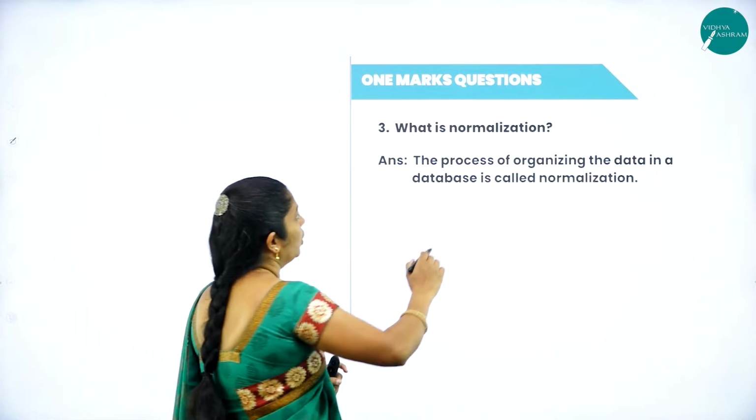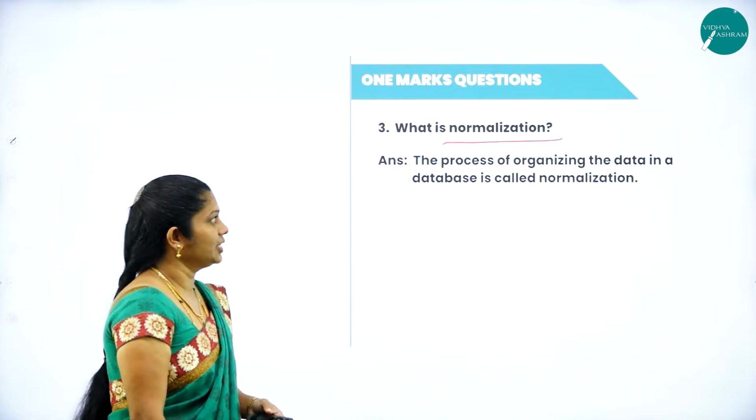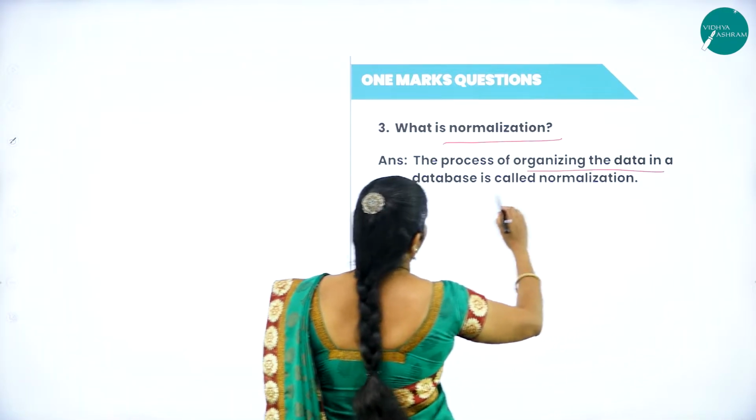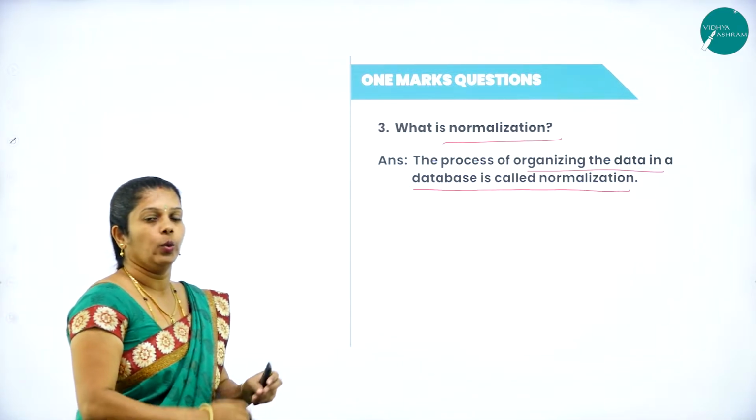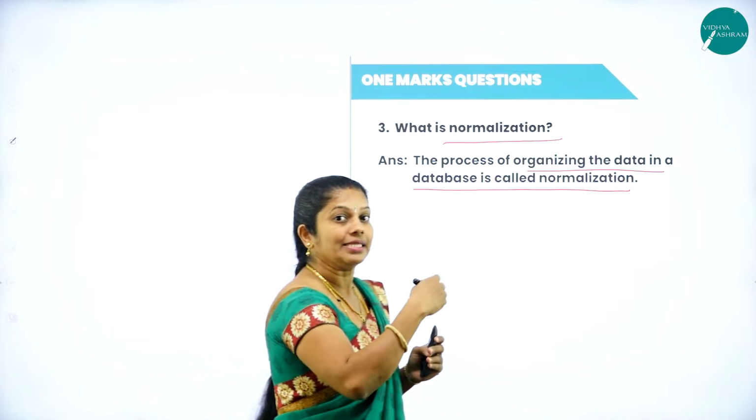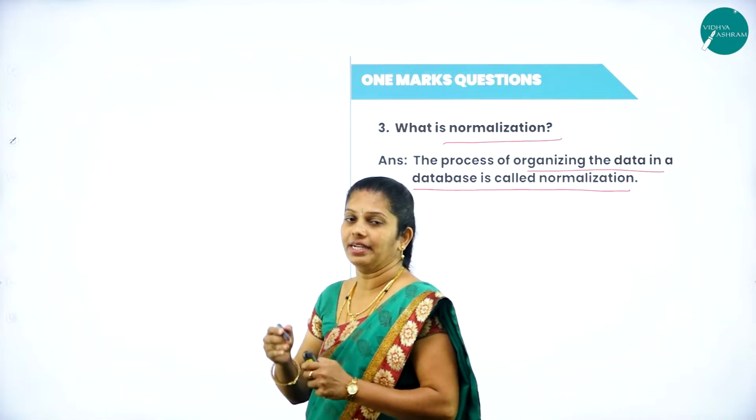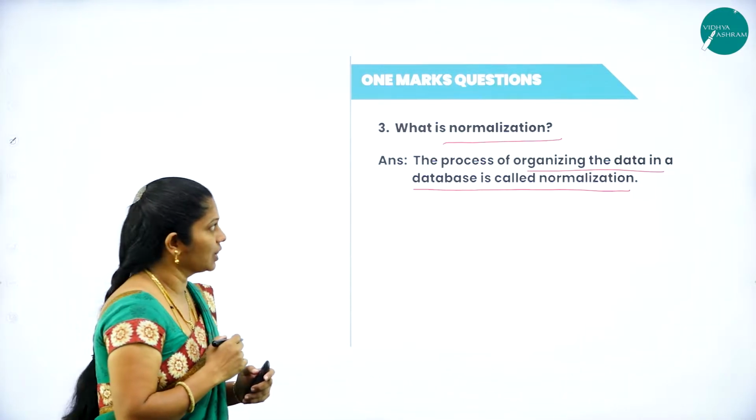Next, what is normalization? It is the process of organizing the data in a database. We can divide the table into small units to access it in an easy way. For that purpose, we need normalization. We can divide the table into subtables in normalization.